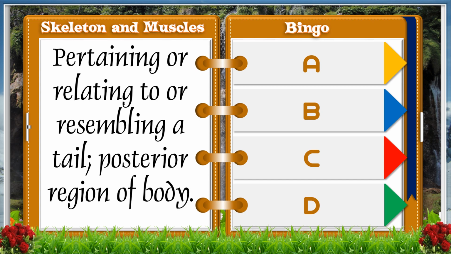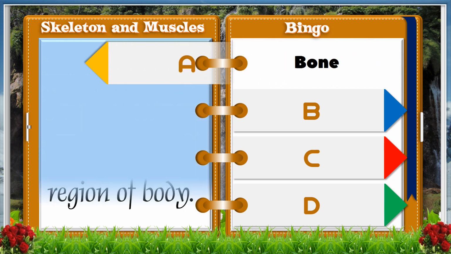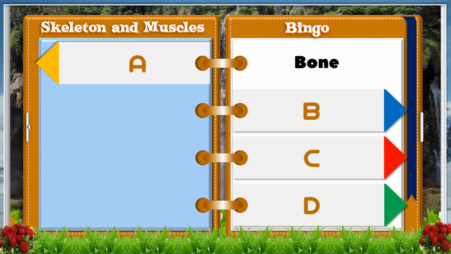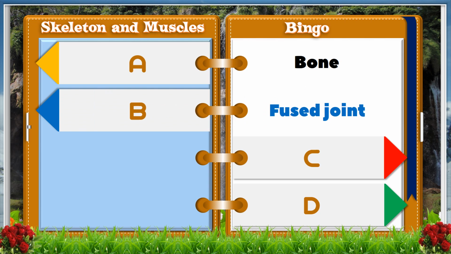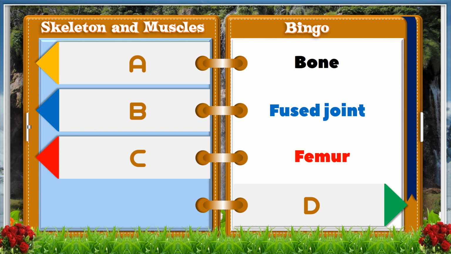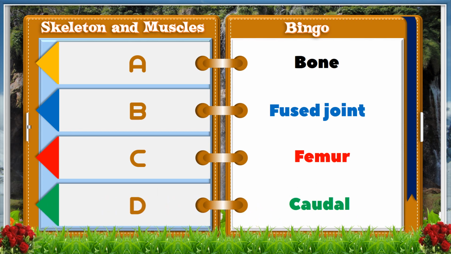Pertaining or relating to or resembling a tail. Posterior region of body. A. Bone. B. Fused joint. C. Femur. D. Caudal. And the answer is D. Caudal.